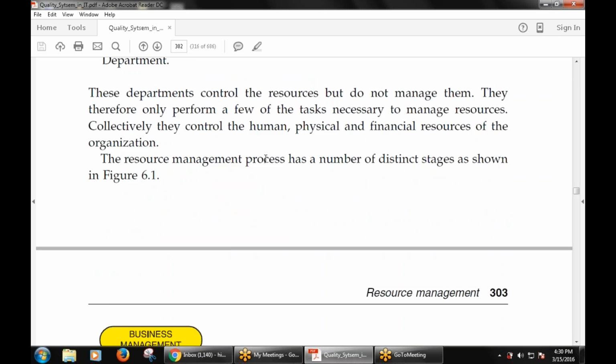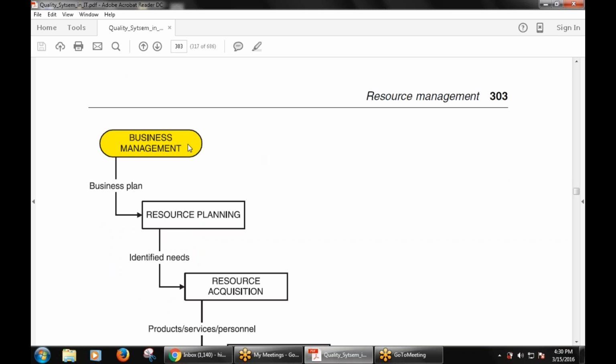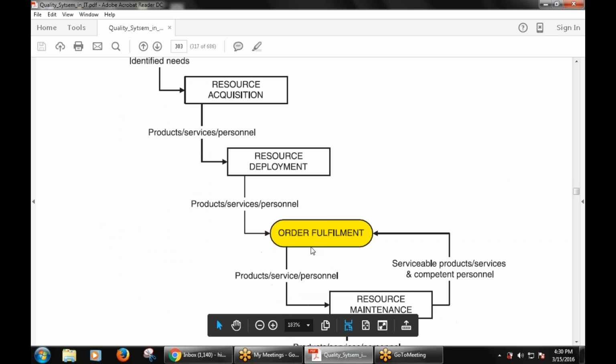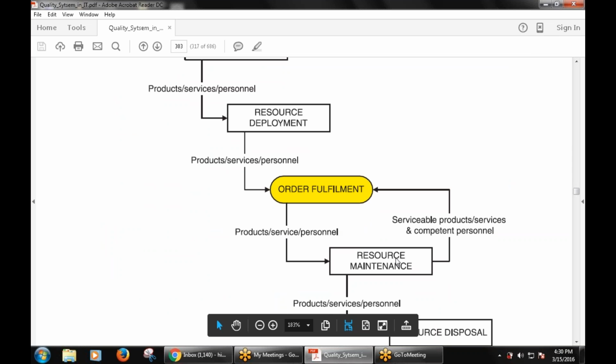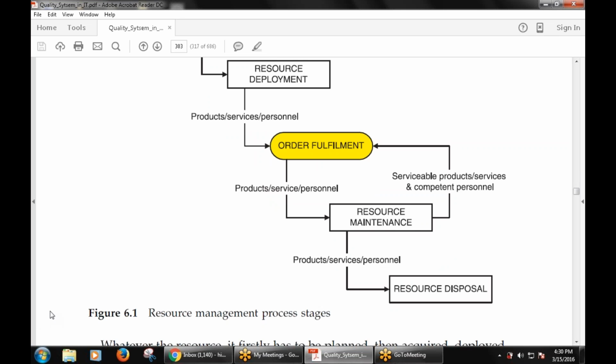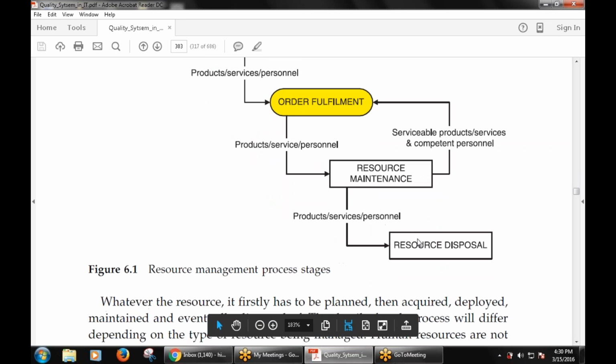Now, what are the various stages of the resource management process? There is business management, resource planning, resource acquisition, resource deployment. There is a business plan, then identifying needs, then product, services and personnel, then resource deployment, then order fulfillment that includes the product, service and personnel. There is a serviceable product, services, and competent personnel, and whatever data is required is used for personnel identification. After maintaining the resources, there is resource disposal.